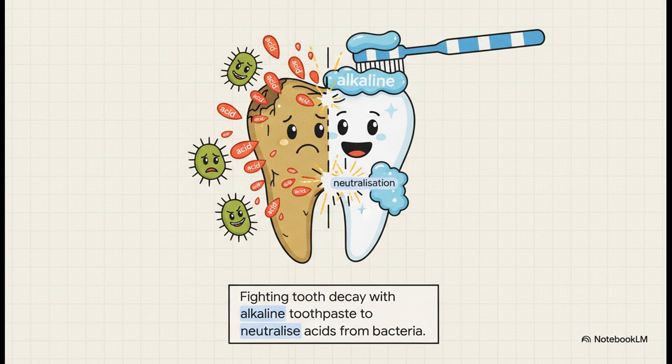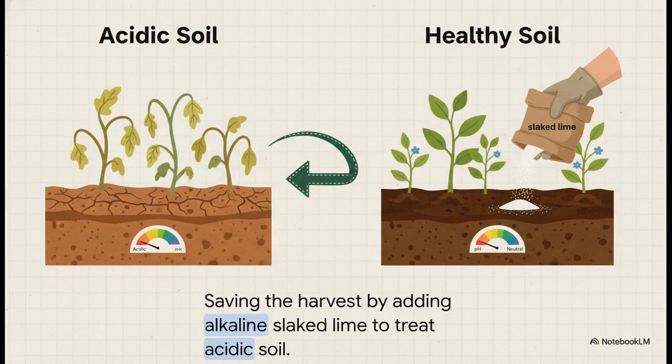to protect your teeth. And it's not just in the bathroom. It's out in the fields helping to grow our food. Sometimes soil can become too acidic, and crops just won't grow well. So what do farmers do? They add an alkali, like slaked lime, to the soil. This neutralizes the extra acid and creates the perfect, healthy environment for plants to thrive.